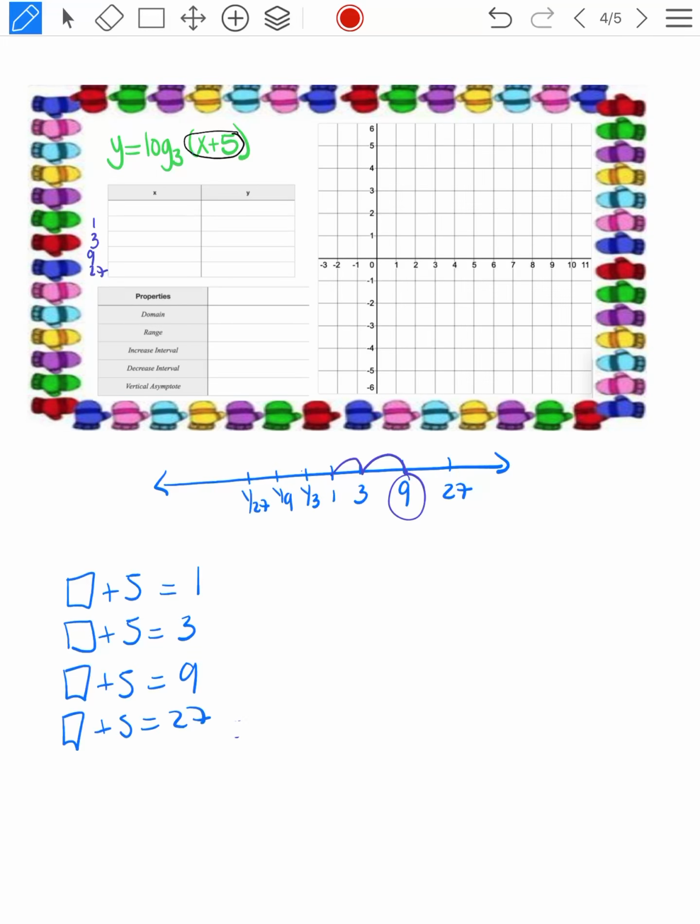Or some of you prefer to solve an equation, so we could say x plus 5 is equal to 1, and we could subtract 5 from both sides and solve. Whatever works for you, but basically we're going to just use 9 again.